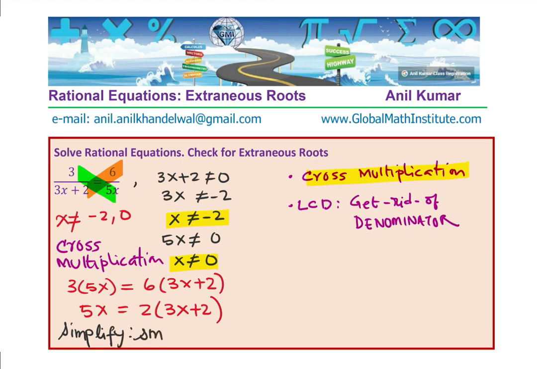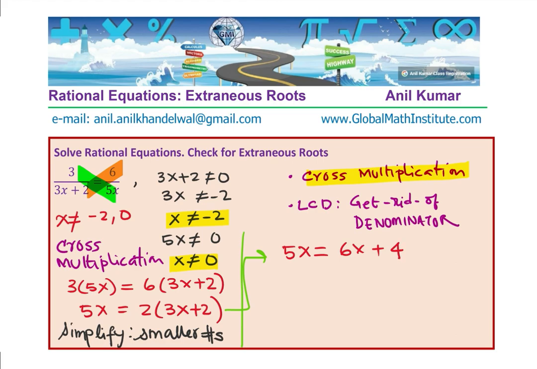Smaller numbers. That's the key, right? So while we are solving, we are also understanding the best practices. Okay, let's take it on this side and continue our solution. 5x is equal to what? 5x is equal to 2 times 3x, which is 6x, plus 2 times 2, which is 4.